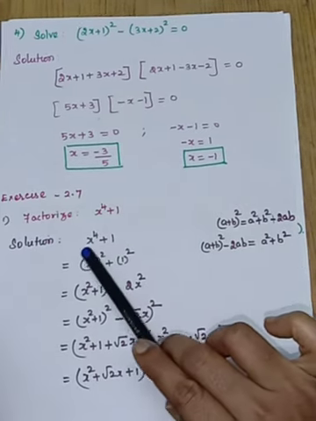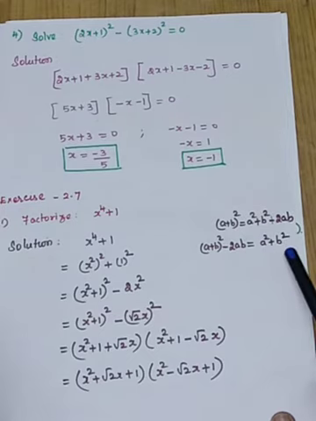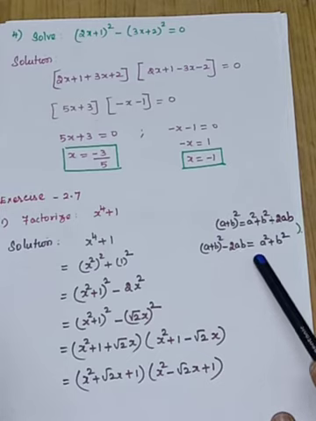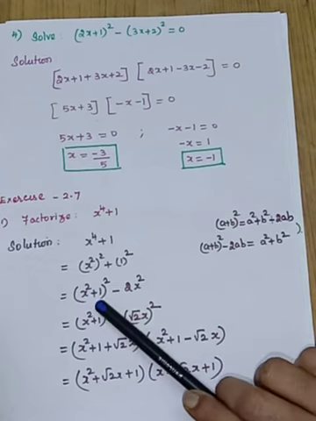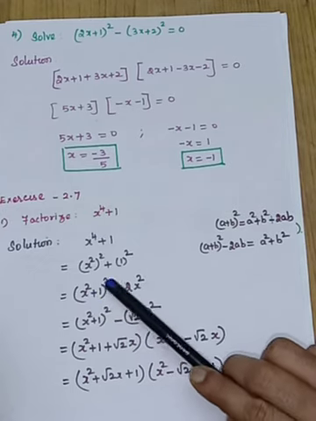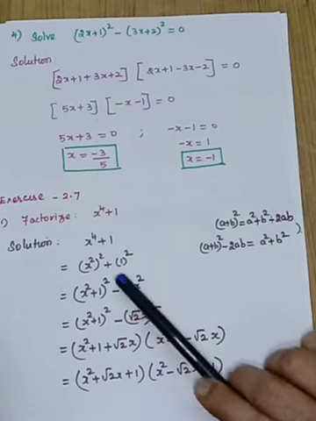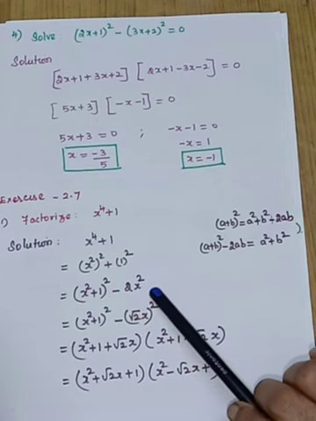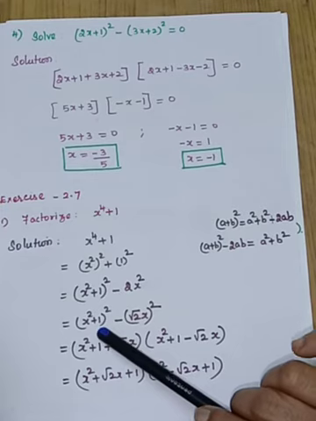So now our terms are in the form of a squared plus b squared. How can this be written? As a plus b the whole square minus 2ab. What is our a? x squared. So x squared plus 1 the whole squared minus 2, where a is x squared and b is 1, so you get 2x squared. I didn't change the first term; I have written it as it is.